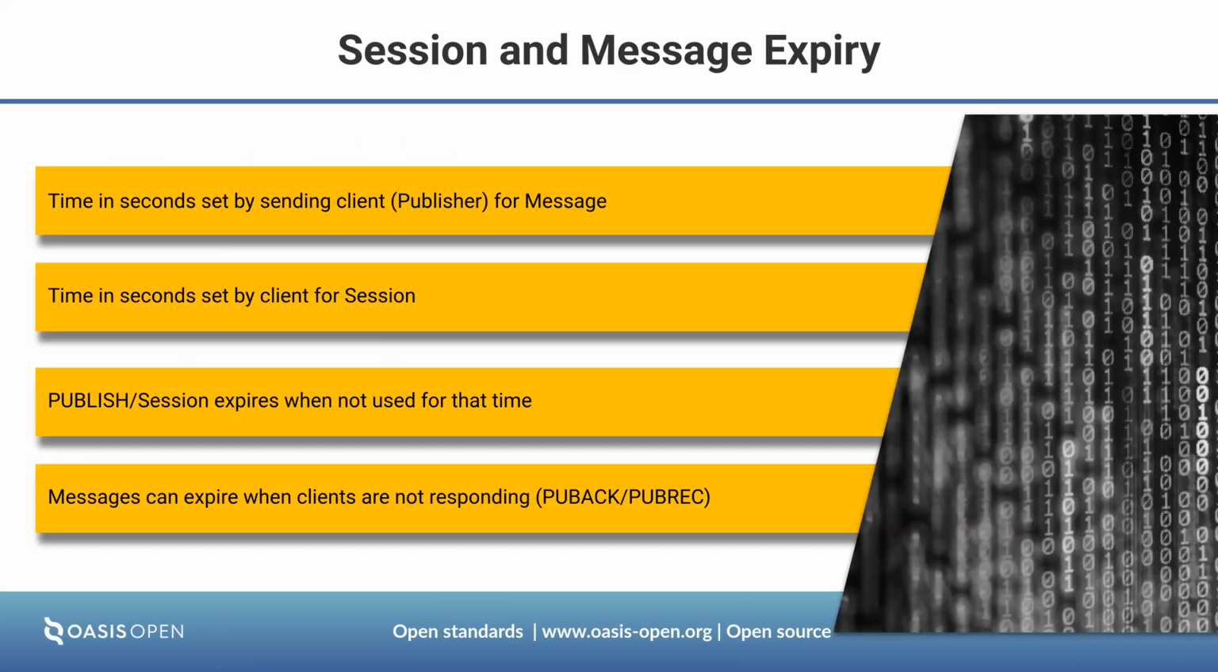The second thing I want to talk about is session and message expiry. So the client application can set a time in seconds for expiry of messages and for its own session with the broker. And the message or the session expires when not used for that time. So in the case of messages, they can expire when, for instance, clients are not responding to a publish from the server. So if we're in the middle of an exchange and some messages are being responded to and not others, then there could be an expiry time set on those messages, and we can, at either end, clear up the information held for that message. So a more efficient operation.